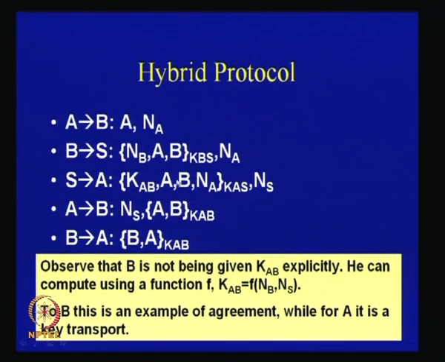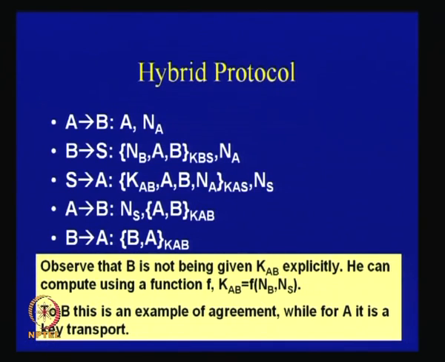And this KAB can again be generated by B, because B also has knowledge of NS and of NB, of course, because it is its own nonce, okay. So, therefore, now it can again apply this function f and obtain the value of KAB.